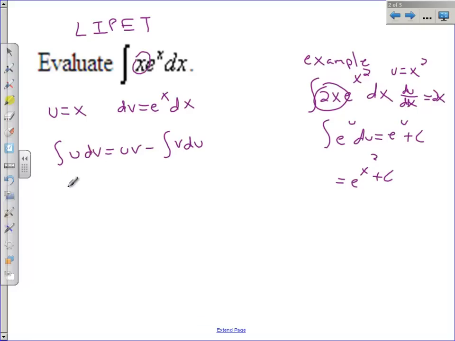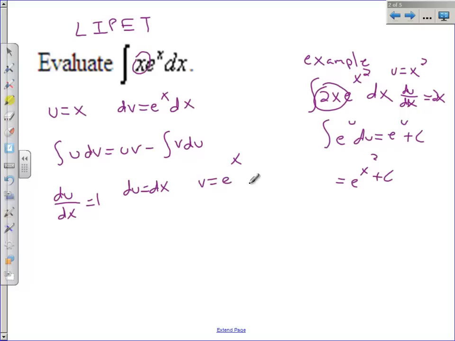So to get du, du dx is 1, so du is simply dx. And the way I'm going to get v is I'm going to integrate both sides for dv. So v is going to equal, well, what's the integral of e to the x? Well, it's just e to the x.